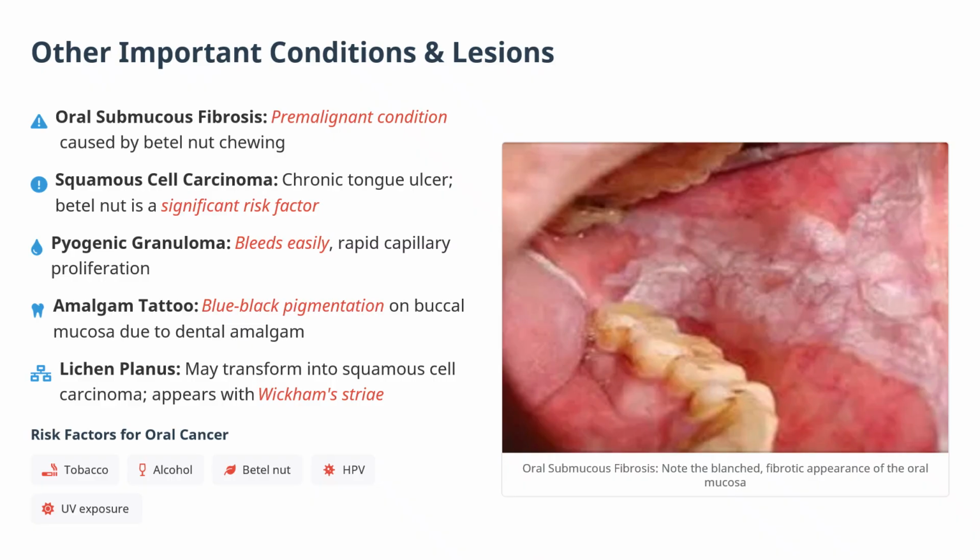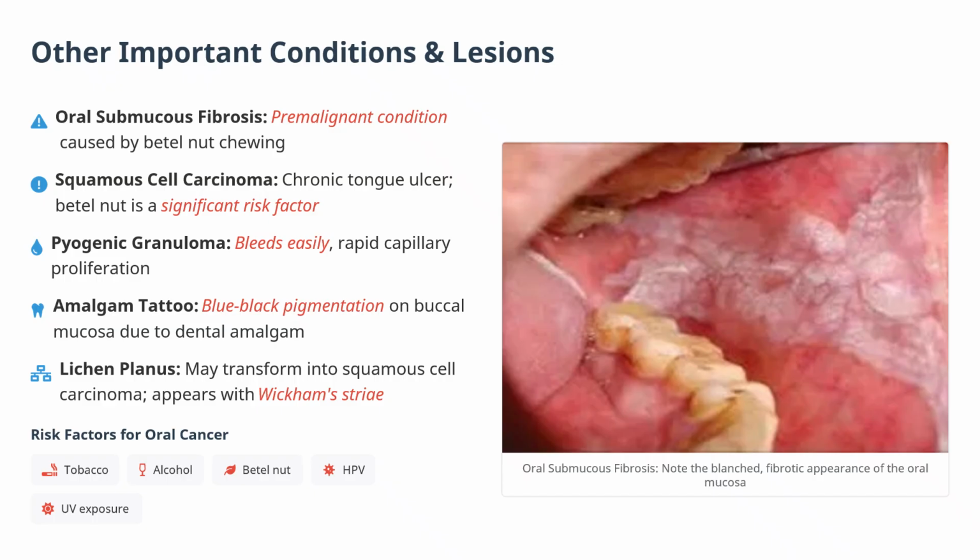Other important conditions and lesions: oral submucous fibrosis, which is a pre-malignant condition caused by betel nut chewing. We need to know the clinical features, also the management. Squamous cell carcinoma can present as a chronic tongue ulcer, commonly affecting the tongue. You need to know the location and the predisposing factor; betel nut is a significant risk factor.